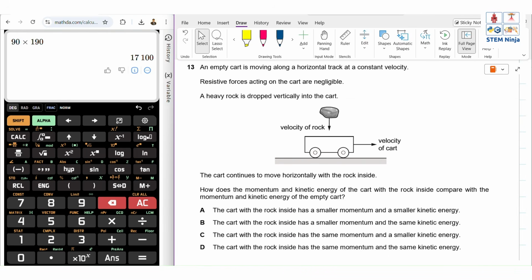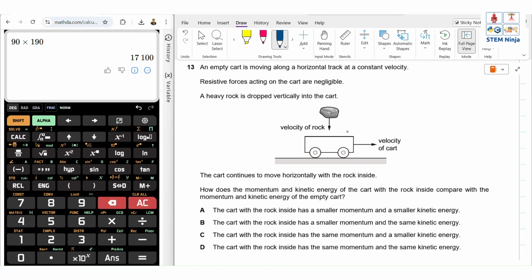An empty cart is moving along a horizontal track at a constant velocity. Resistive forces acting on the cart are negligible. A heavy rock is dropped vertically into the cart. The cart continues to move horizontally with the rock inside. How does the momentum and kinetic energy of the cart with the rock inside compare with the momentum and kinetic energy of the empty cart? So with the description, it's not dropped from a very great height. It's dropped such that it doesn't cause any wobbling or disturbance on the cart. So it's just gently placed on it.